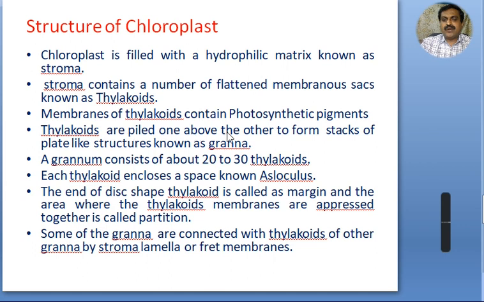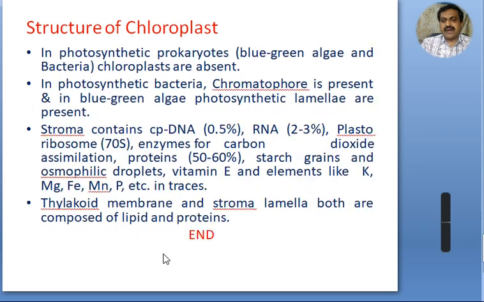Thylakoids are piled one above the other to form grana. A granum contains nearly 20 to 30 thylakoids, and the number of thylakoids in a granum may go even up to 100 sometimes. Each thylakoid encloses a space known as the loculus. The end of the disc-shaped thylakoid is called the margin, and the area where thylakoid membranes are pressed together is called the partition. The grana are connected to the thylakoids of other grana by stroma lamellae or fret membrane.